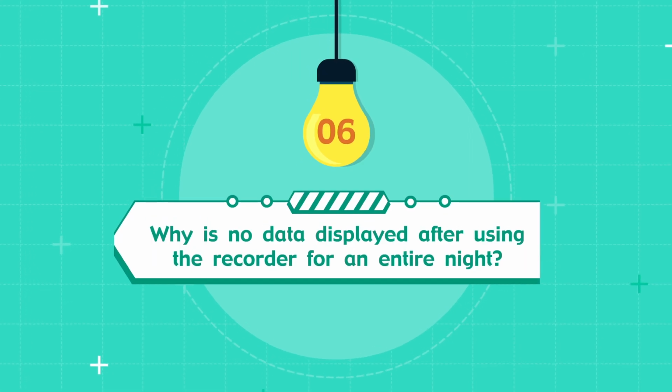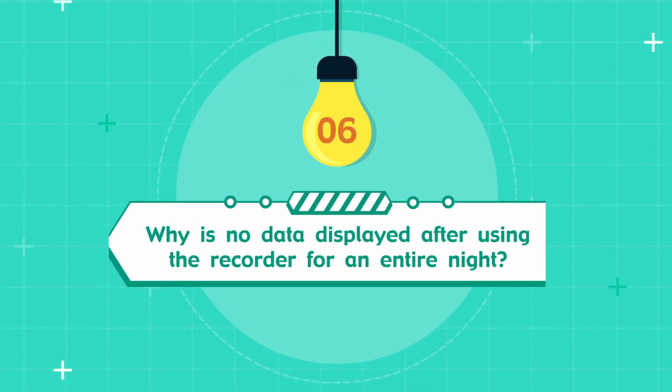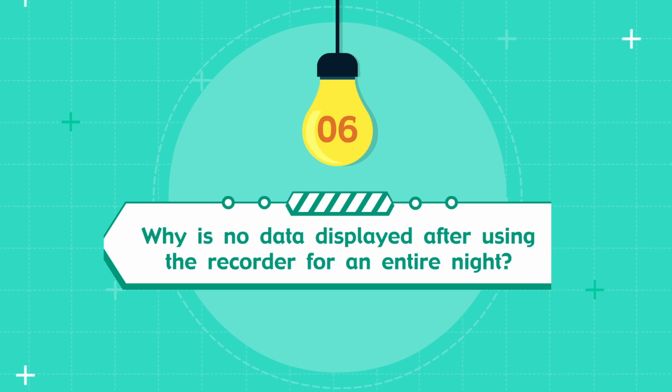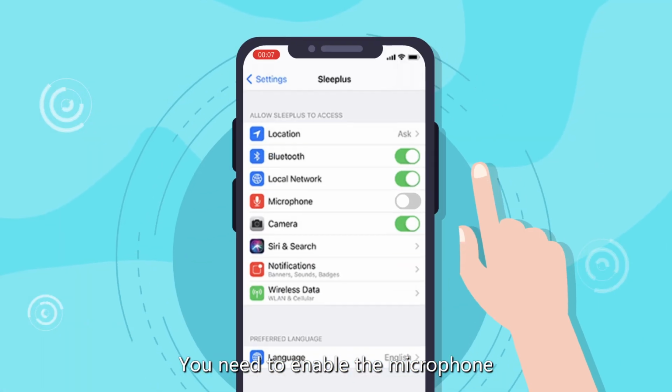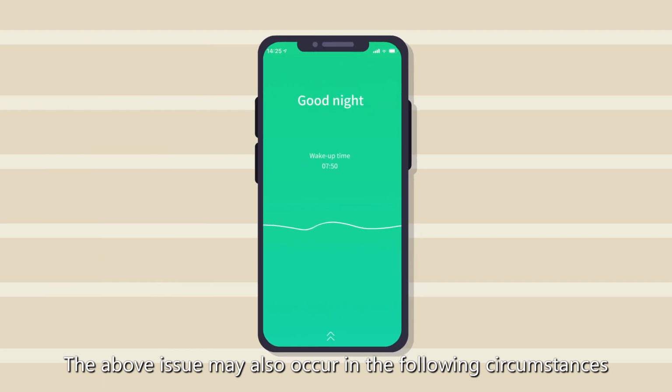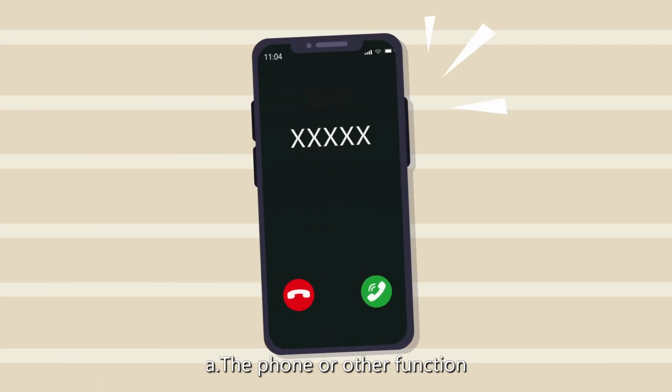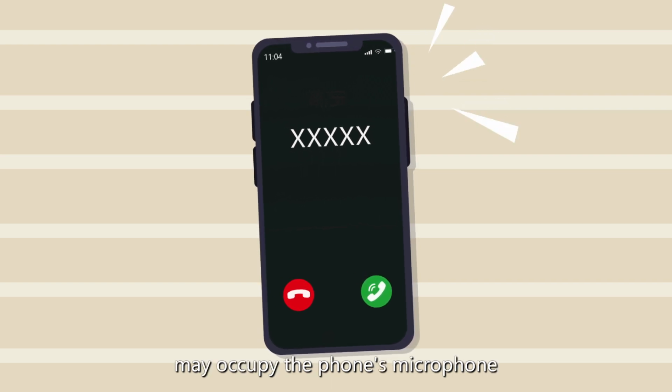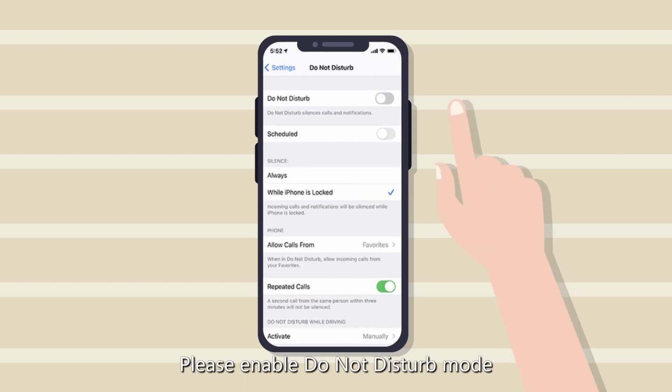Sixth, why is no data displayed after using the recorder for an entire night? You need to enable the microphone permission to use the recorder. The above issue may also occur in the following circumstances. A. The phone or other function may occupy the phone's microphone and cause the recording to stop. Please enable Do Not Disturb mode.